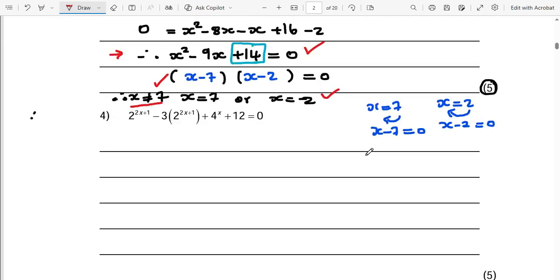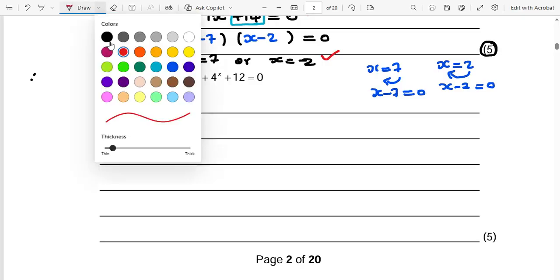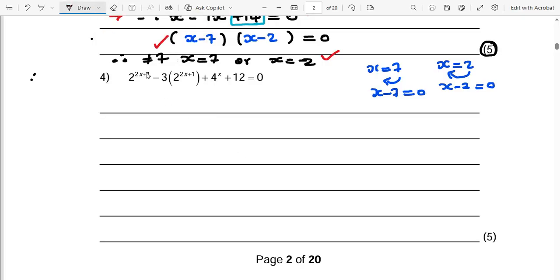Let's work on the next one. Let's see what we have on the next one. So look at this question. Please, when you see this type of question, you don't have to stress. Just apply what you know. This has to do with laws of exponents. So I'm going to apply what I know.